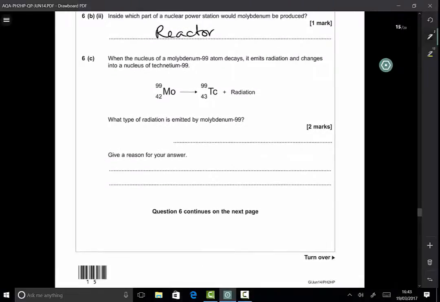When the nucleus of molybdenum-99 decays, it emits radiation and changes into a nucleus of technetium-99. What type of radiation is emitted? If we look at this, we've got the same mass number. That tells me instantly that it must be beta decay. And I'm confirming that by seeing that the proton number is different. That's because in beta decay, a neutron turns into a proton. So the proton number's gone up by 1, but the overall mass has stayed the same.